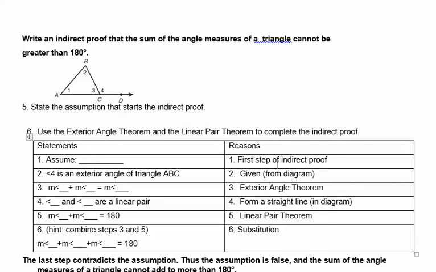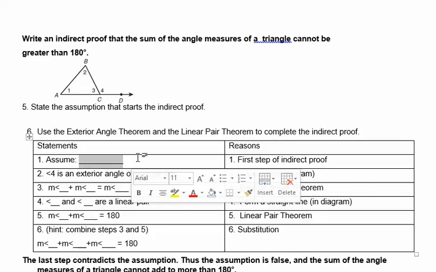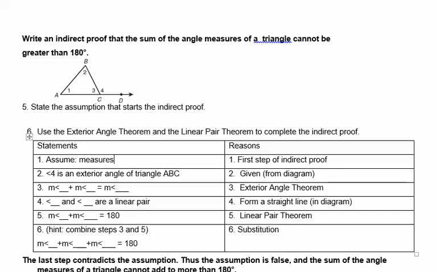So first we're going to assume the opposite is true. So you're going to assume that the measures of a triangle can equal greater than 180. So I'll just say greater than 180. We're assuming the opposite is true. Okay, angle 4 is an exterior angle of the triangle. That's already given. It's in the picture.